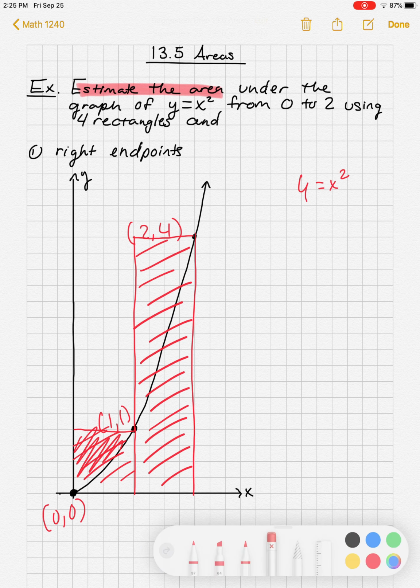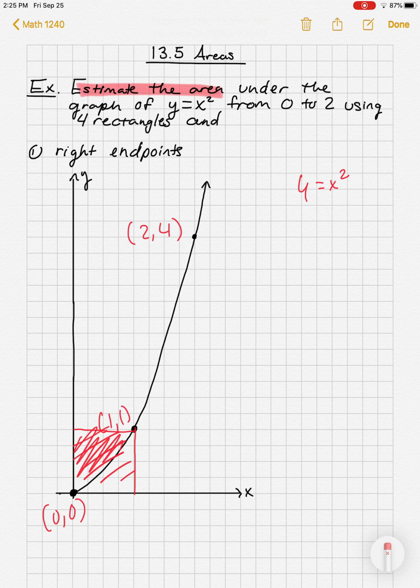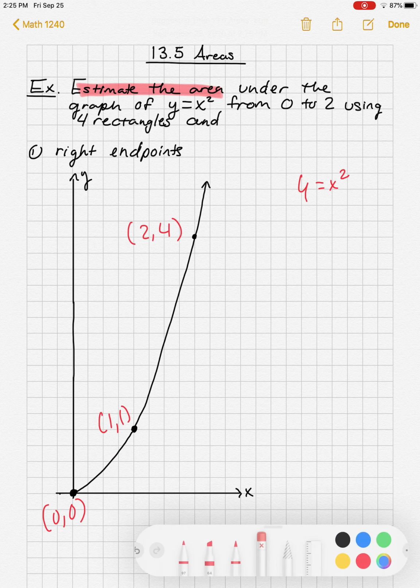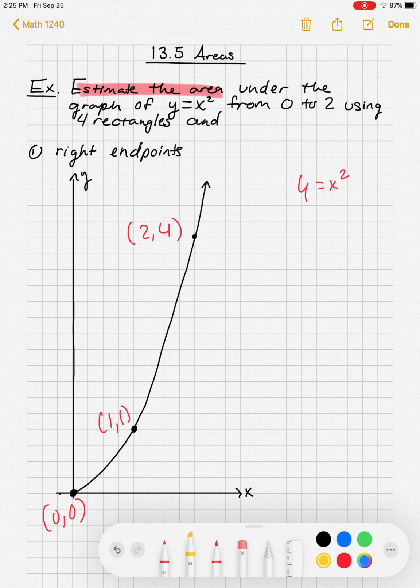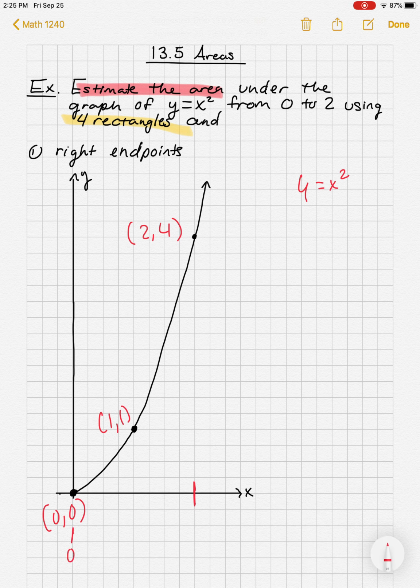So what if I used more than 2 rectangles? So the more rectangles I use, the more accurate an estimate I would get of what the area under the curve actually is. So let's see, this problem says use 4 rectangles. So I have to look at the total length here. So I'm interested in between 0 and 2. So I have a distance of 2 units, right? So I have to take those 2 units and I'm going to break that up into 4 rectangles, okay?